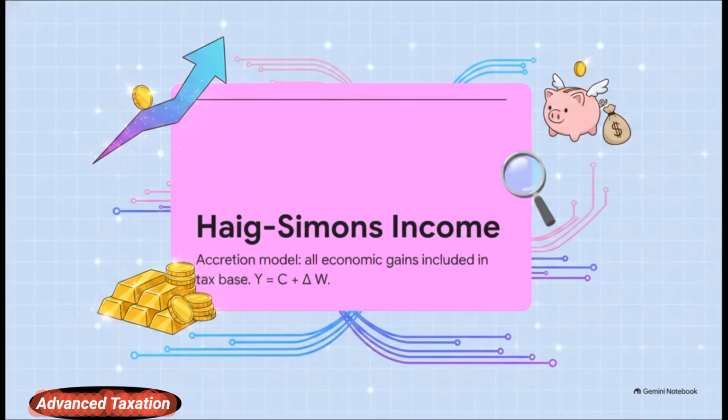Take the Hayek-Simons income framework, for example. It's a classic accretion model that literally defines what actually gets taxed. The math basically says that your income over a certain period equals your net consumption expenditure, plus the change in your net worth. Essentially, if you bought things to consume or your overall wealth simply went up, even if it's just an unrealized windfall, the government wants its cut. Absolutely all economic gains get thrown into the tax base.